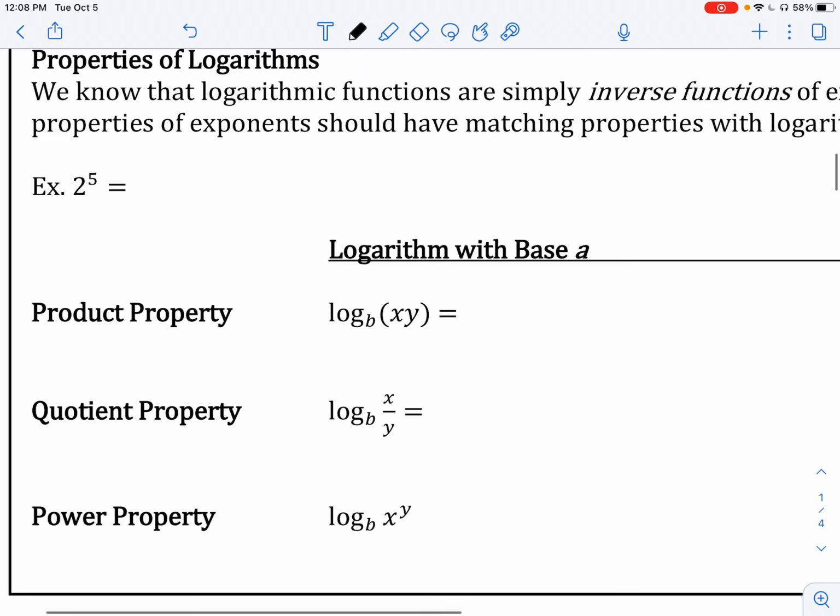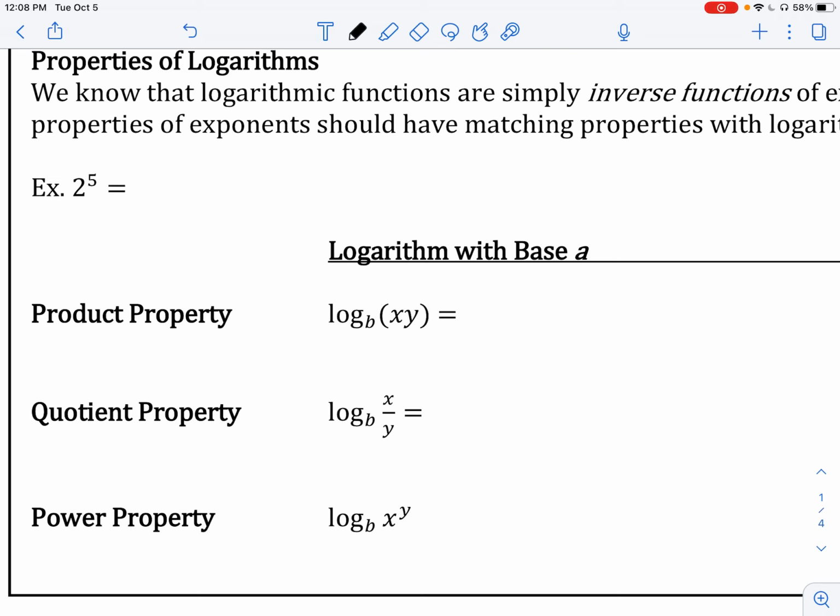So for example, suppose we were looking at 2 to the 5th power. Well, we know that 2 to the 5th power is simply equal to 32. But we also know that we can rewrite 2 to the 5th power as a product of two other exponents. That is, 2 to the 3rd power, for example, times 2 to the 2nd power. Because we know that 2 to the 3rd is equal to 8, and 2 squared is equal to 4, and multiplying these also gives me 32.